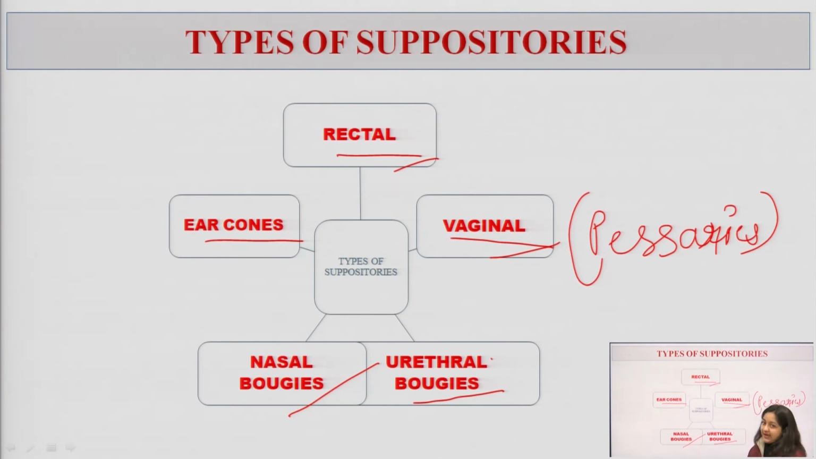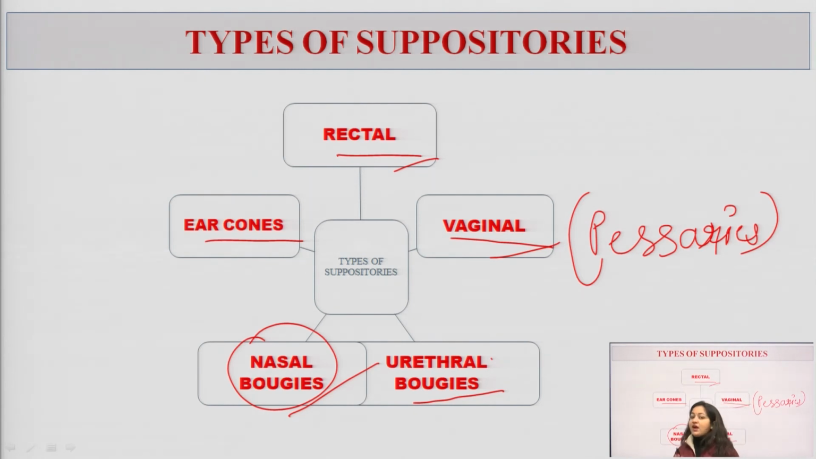The shape and size of the suppository may vary depending upon the action. For example, if you want to insert something into the rectum, the size of the suppository is going to vary. If you want to insert a suppository into the vagina, then definitely the size is going to vary. Size, shape and dimension are definitely going to vary. If you want the suppository to go into the nasal cavity, melt there and produce action, then what we make is nasal bogies.